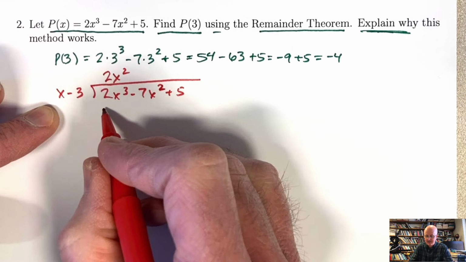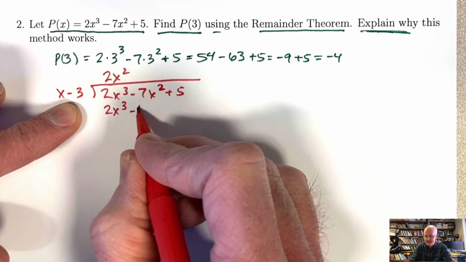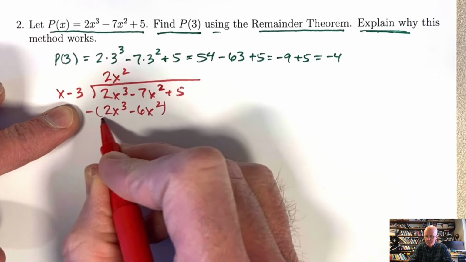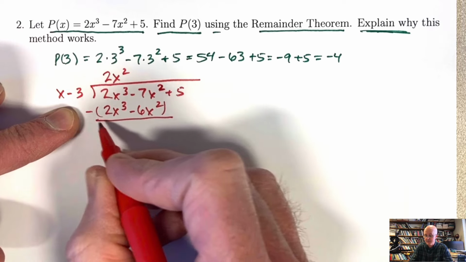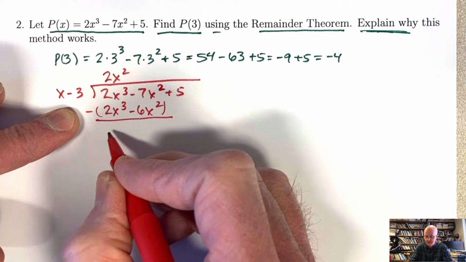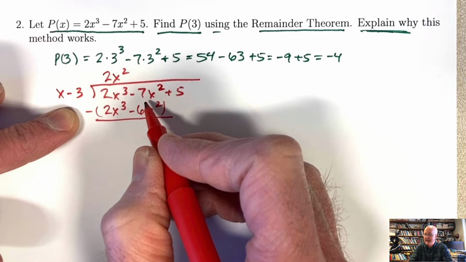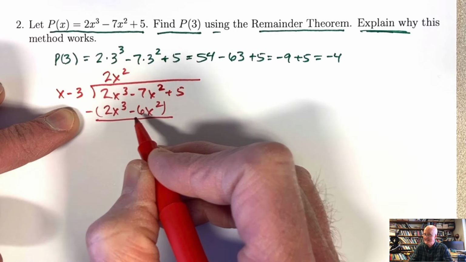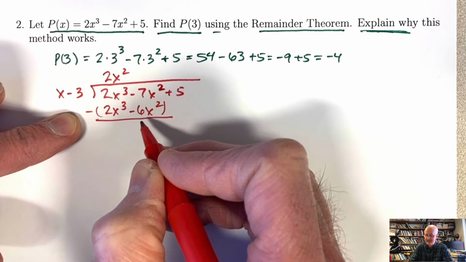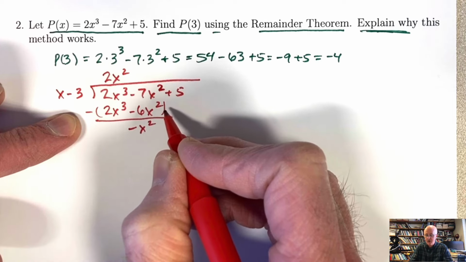2x squared times x is 2x cubed. 2x squared times negative 3 is minus 6x squared. Subtract, you don't have to put a minus sign here, but I will. I'll also put parentheses to remind myself I have to distribute the minus sign through effectively. 2x cubed minus 2x cubed is 0x cubed. 0, I won't bother writing it. Negative 7x squared minus negative 6x squared is the same as negative 7x squared plus 6x squared, which is negative x squared. There's no linear term, so I subtract.